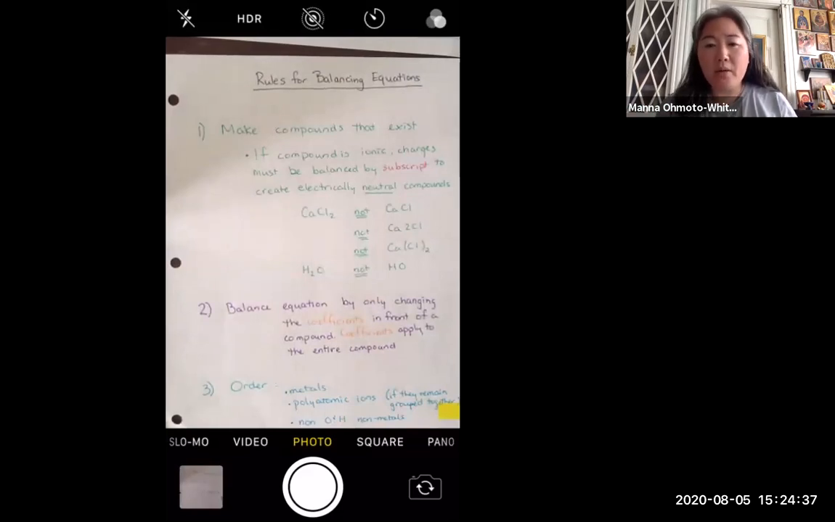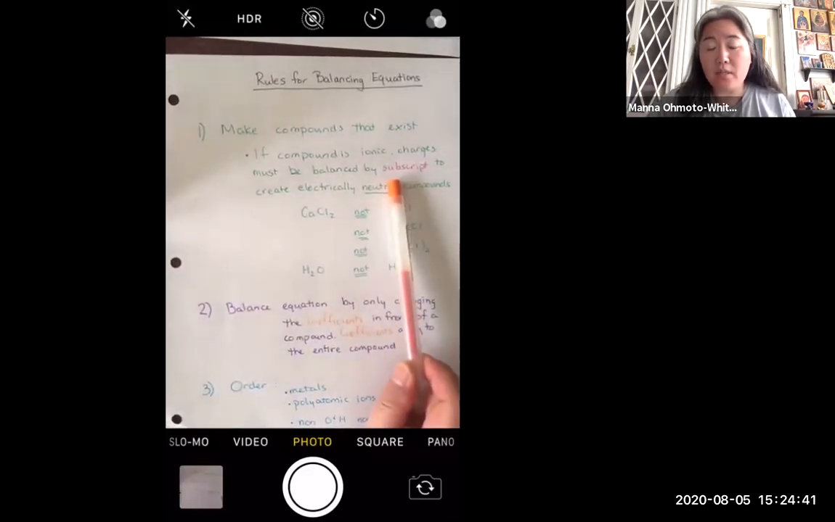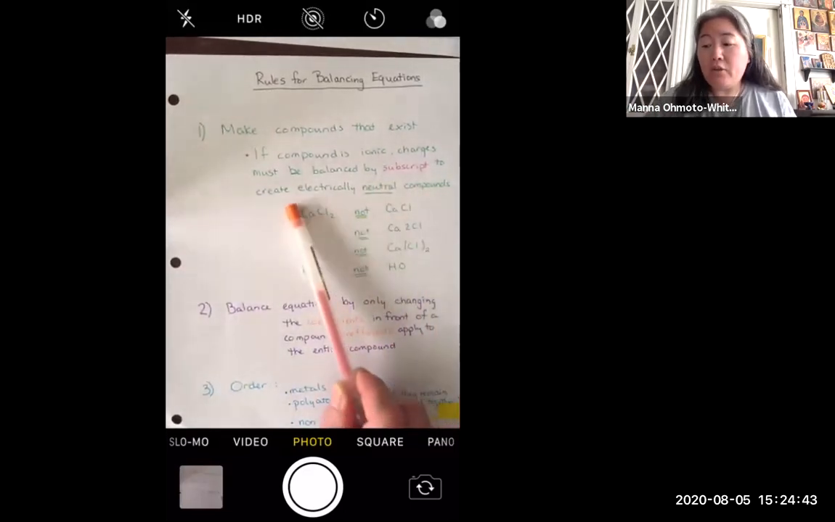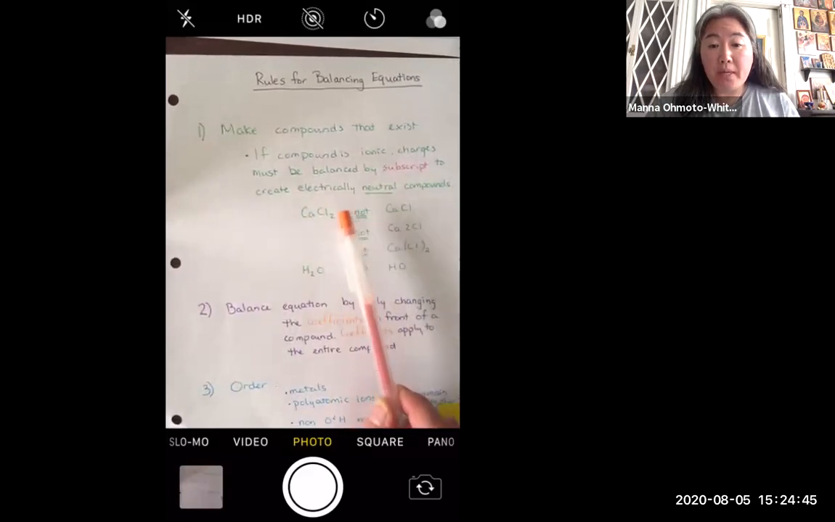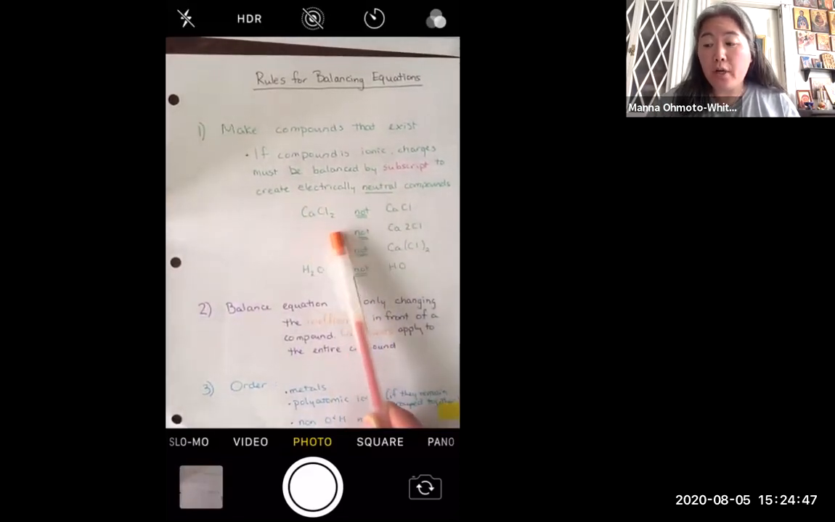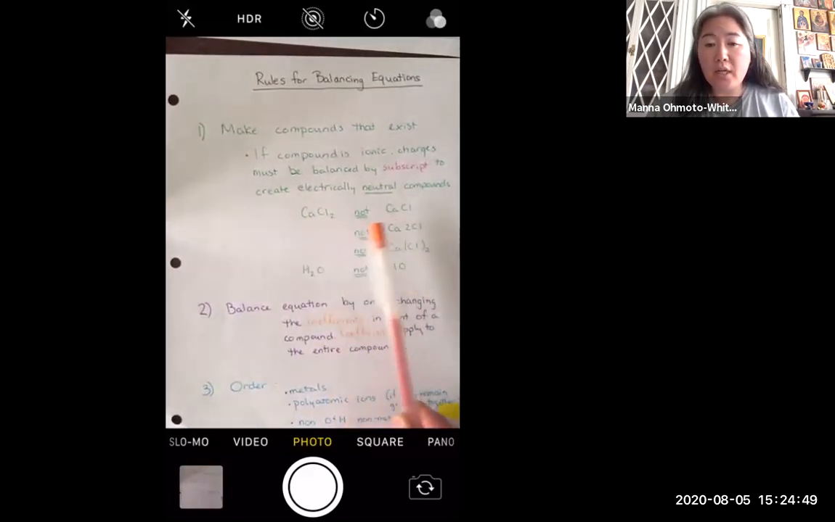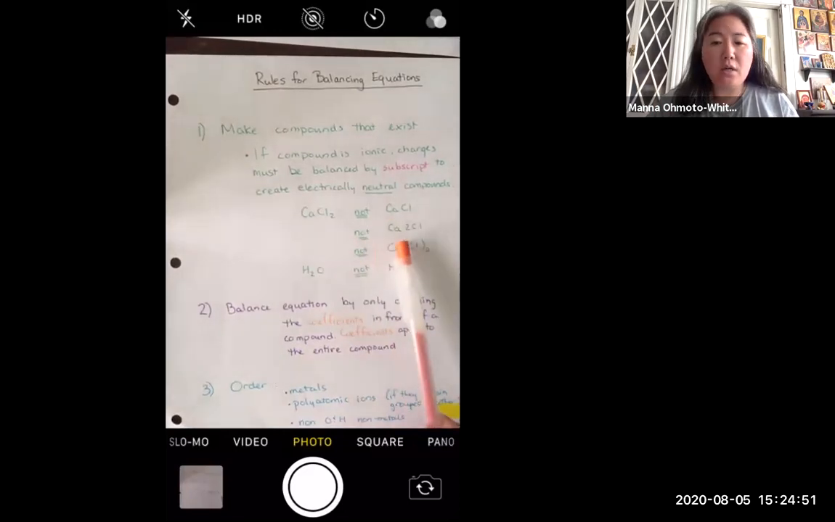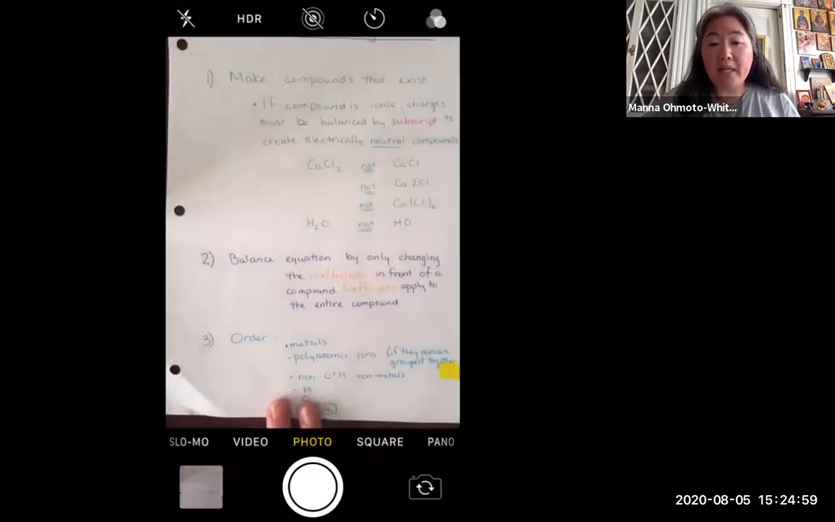So if the compound is ionic, the charges have to be balanced by subscripts, right? So they have to create an electrically neutral compound. So for example, calcium chloride would be CaCl2, not CaCl or Ca2Cl. And water is not HO, it's H2O. Then you have to balance the equation.